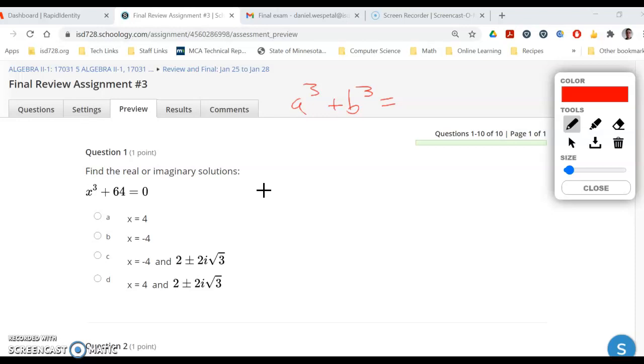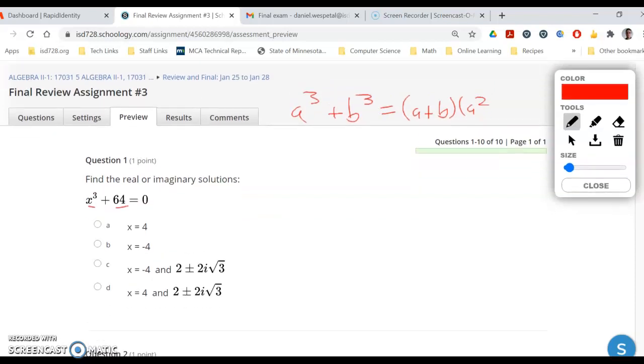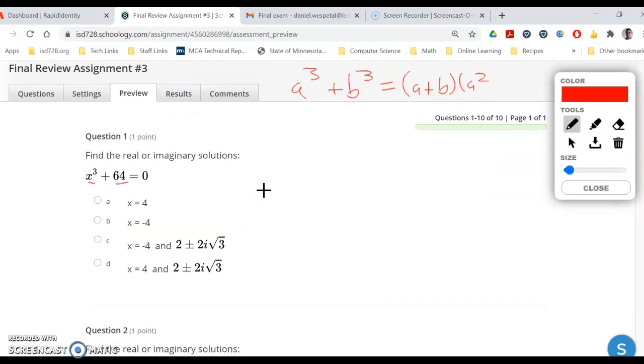All right, this is going over number one from review number three. This is the cube thing plus the cube thing. So there's a little pattern that says a cube thing plus a cube thing factors to a plus b times a squared minus ab plus b squared. Sorry, I kind of ran out of space there, but that's what it's going to factor to.